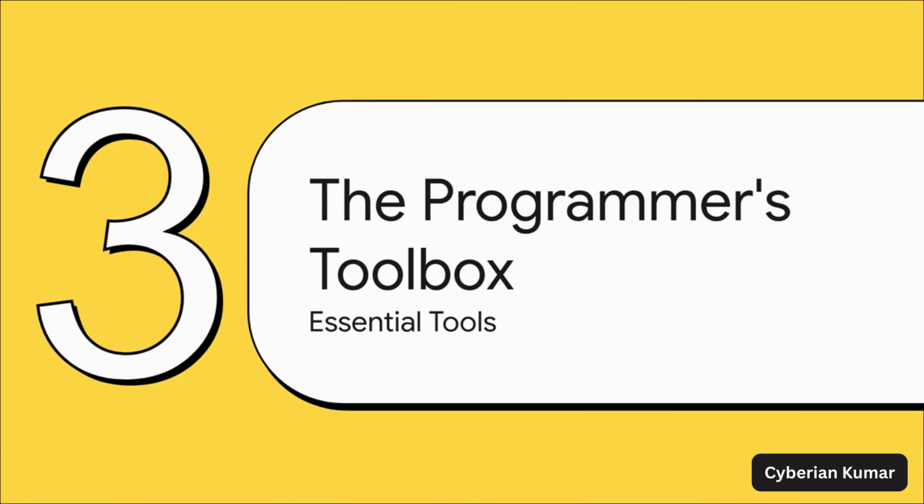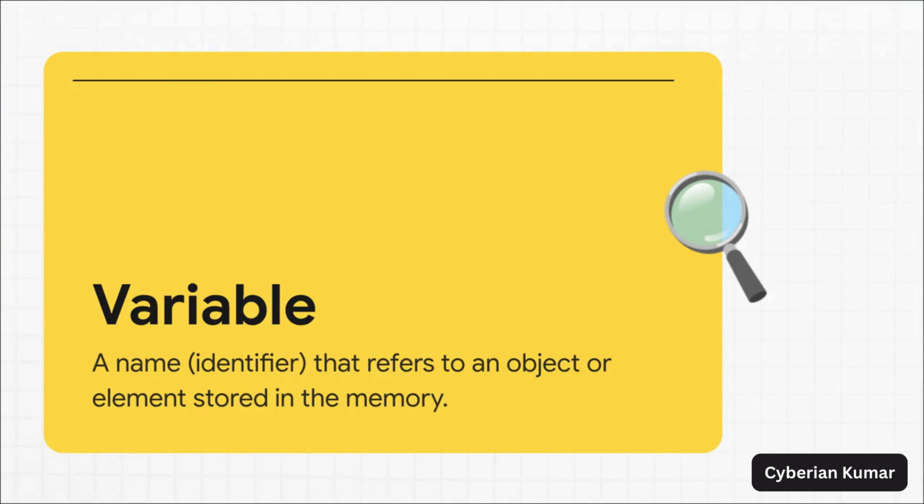Okay, so we've chosen our language, now it's time to pop open the toolbox and see what we've actually got to work with. What are the essential tools we'll be using? The first and most fundamental tool you have is the variable. The absolute best way to think about it is just a labeled box. That's it. You give a box a name, and you can put stuff inside it to use later.